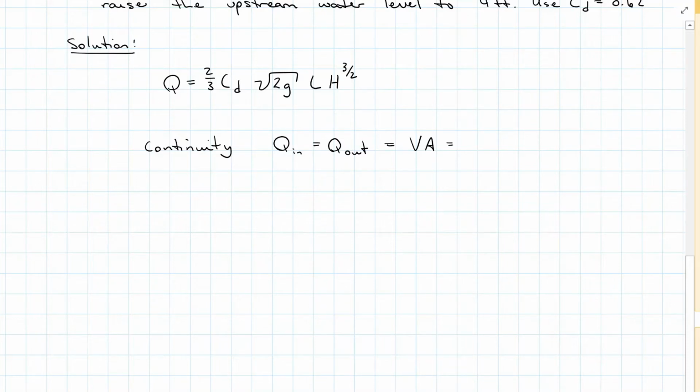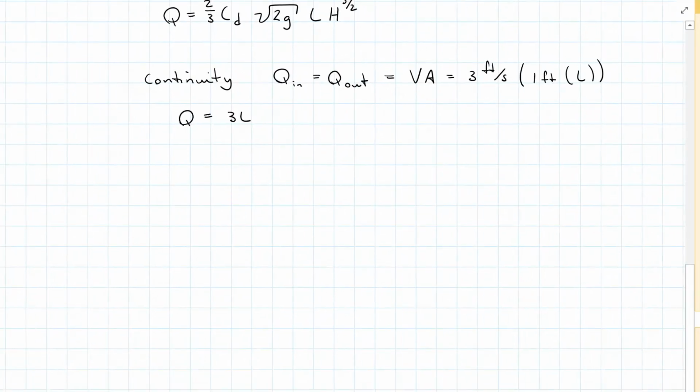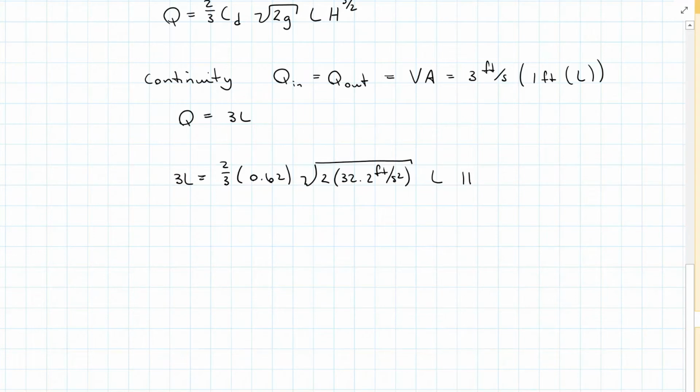We were given our velocity at 3 feet per second, and our area is going to equal the depth of 1 foot times the length that we were not given. So that means my flow rate is 3L. So I can now plug that back into my equation. 3L is equal to 2/3 times 0.62 times the square root of 2 times gravity times length, and then the height above the weirs, which we're looking for, to the 3/2.